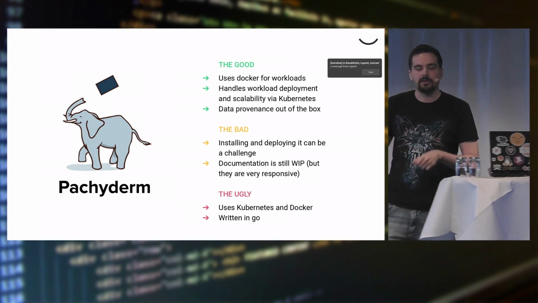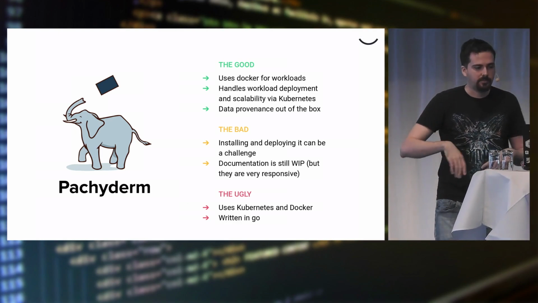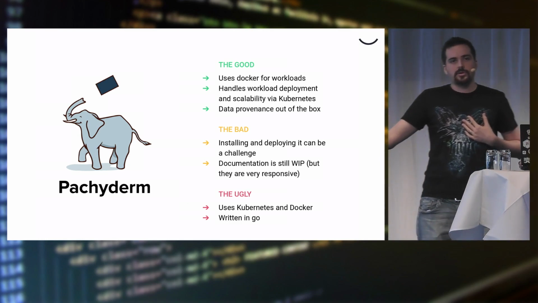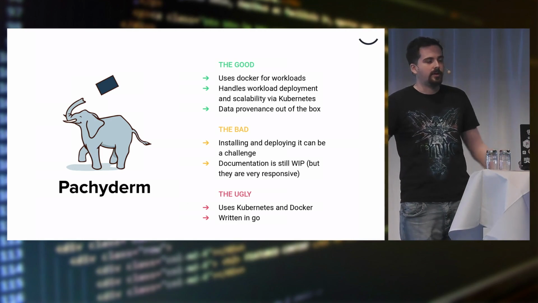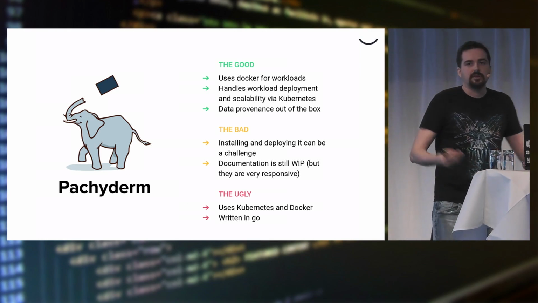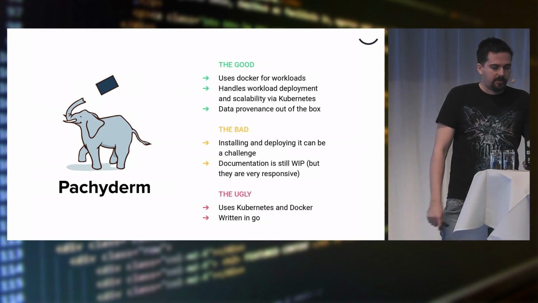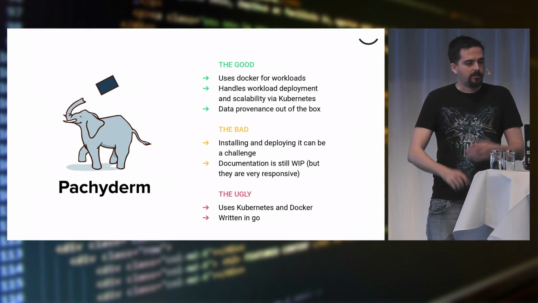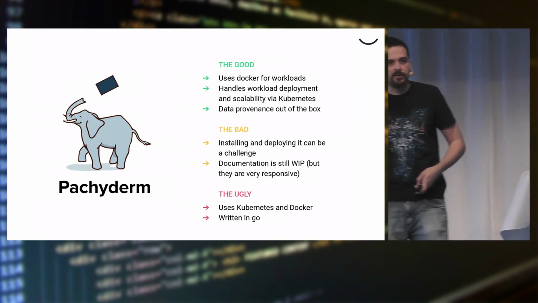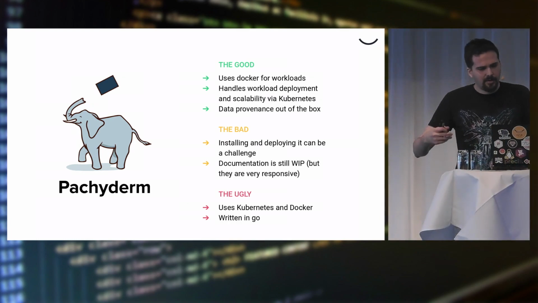So yeah, about Pachyderm. I know you guys in the back can't read probably, and I moved a little bit, but this one's a bit big, so I'll just read for you. The good part, in my opinion: it uses Docker for workloads, so it's completely agnostic to language. It handles deployment and scalability via Kubernetes, so you leverage all those DevOps and good stuff, more buzzwords. It also provides you data provenance out of the box, so you can get some piece of data and track upstream where it came from. So, interesting.